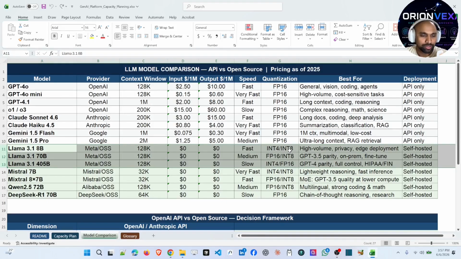The quantization method we are using here is int4 to int8. For the Llama 3.1 8 billion, we are using FP16 or int8. Llama 3.1 405 billion is int4 and FP16. So Llama 3.1 8 billion we can use for high volume, privacy, and edge deployment. And 3.1 70 billion we can use for GPT 3.5 parity and on-prem or fine-tuned models. And the 405 billion we can use for GPT-4 parity and full control.